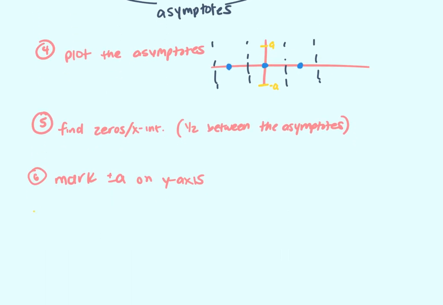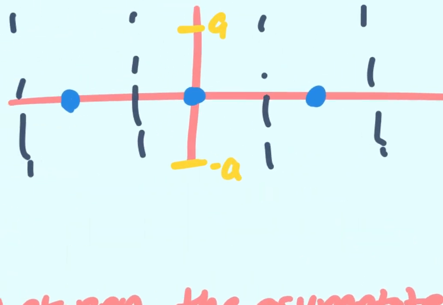Okay, then we're going to just eyeball. This does not have to be perfect. The quarter points and the 3/4 points. So 1/4 the way in from one asymptote to the other, and 3/4 the way in from one asymptote to the other. We're going to mark it on the x-axis. So about here and here and here and here and here and here.